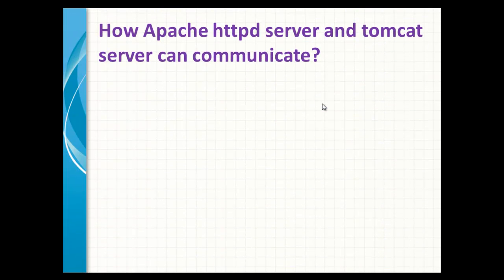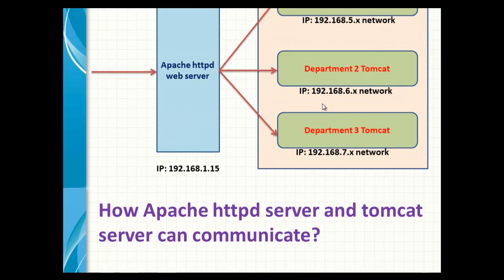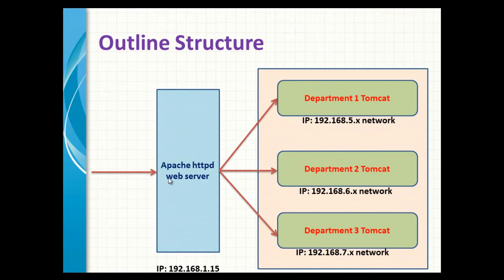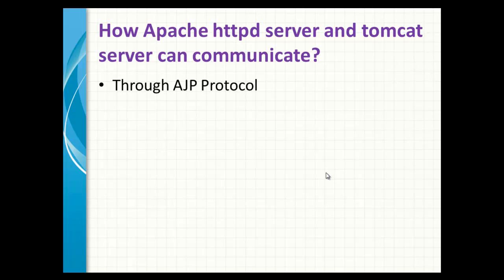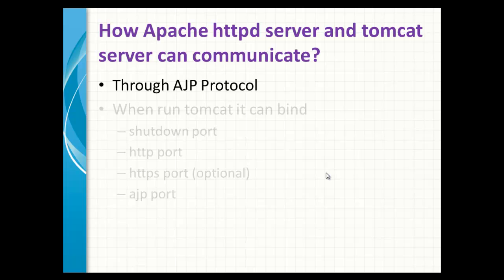Now how can the Apache server and Tomcat server communicate? Here a normal browser can communicate directly, but how can the Apache server communicate with these Tomcat servers? Actually there is a concept, the AJP protocol. Through that protocol both the Apache server and the Tomcat server can communicate.